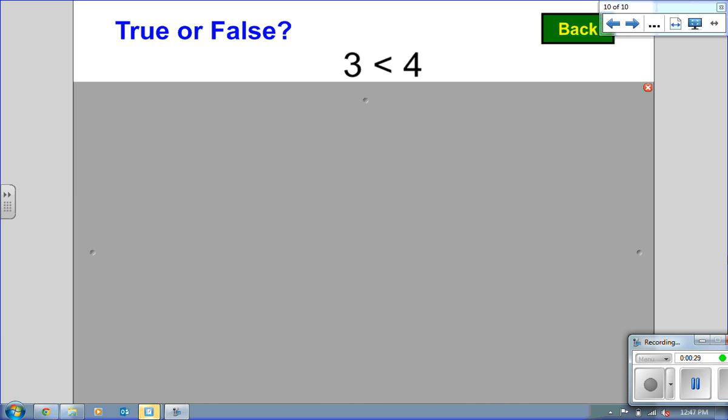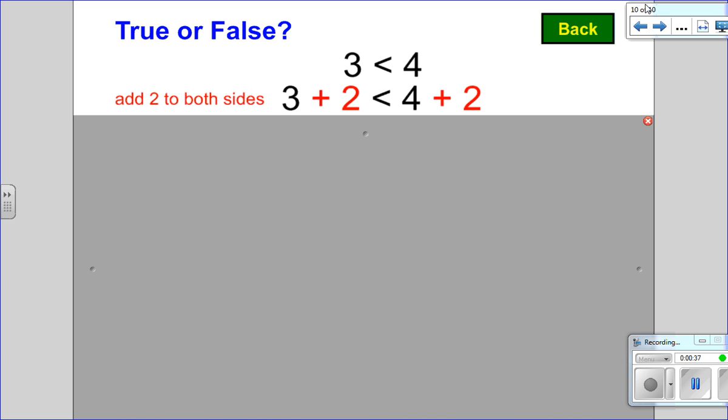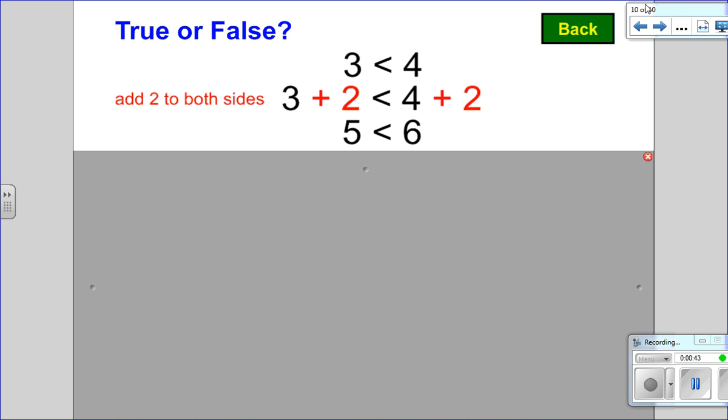True or false, 3 is less than 4. We know this to be true. Let's apply our addition principle to this. If we add 2 to both sides of our inequality, then we end up with 5 is less than 6, which is still true. Therefore, our addition principle does not change.